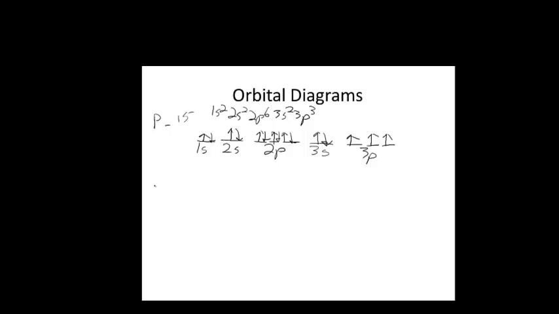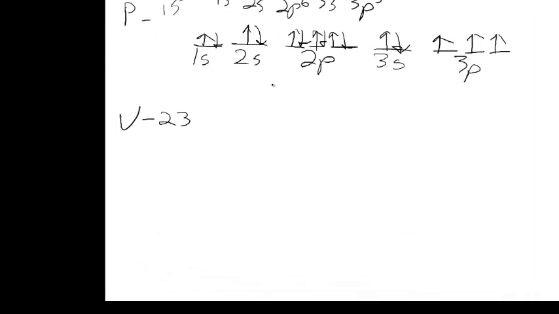Alright, try another one. Let's do vanadium. We're going to do vanadium. Vanadium's atomic number is 23. This means 23 electrons. If you're doing the electron configuration, and again, you're more than welcome to do this first to help you out. Some people it's helpful. You can match.